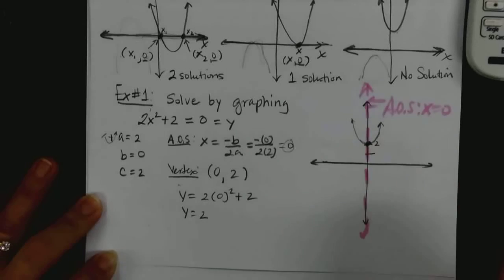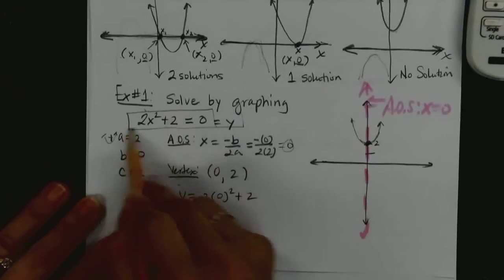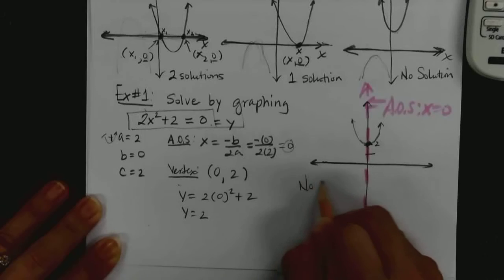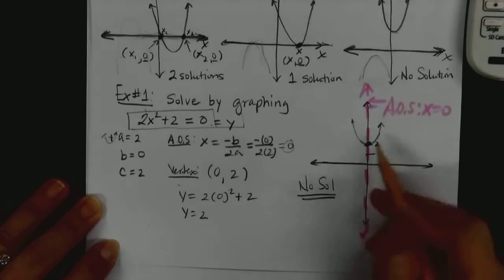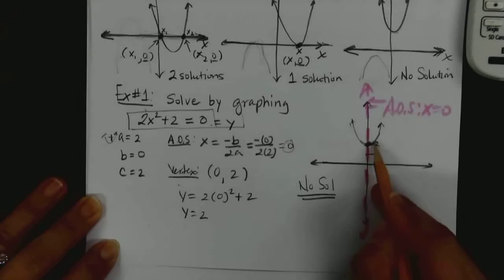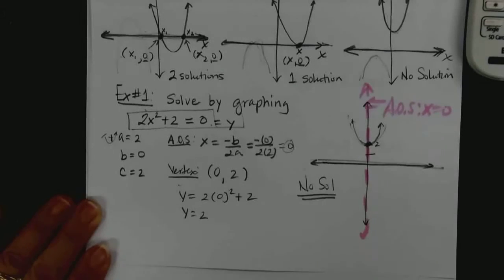I'm going to sketch it real quick. How many solutions do I have? None. So when I ask you to solve this, this will be no solution. That's how you solve by graphing, by looking at how many solutions you have. This parabola is above the x-axis, because it does not intersect, so there is no solution. You're done. Any question with this one?